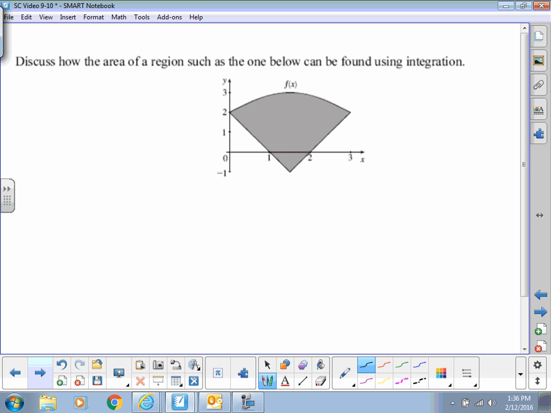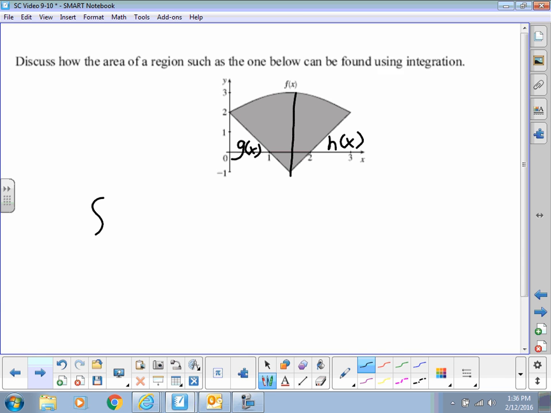On this slide, we're just going to talk about how you would attack a problem like this if we wanted to find that area. Let's say we called this equation of a line g of x, and this equation of a line we'd call h of x. What we would have to do is split it down the middle, and left of that line, our top would be f, our bottom would be g. But then right of that line, our top would be f and our bottom would be h.